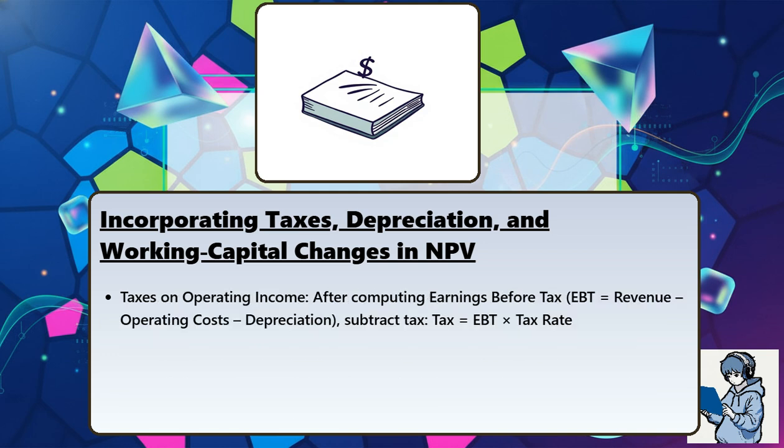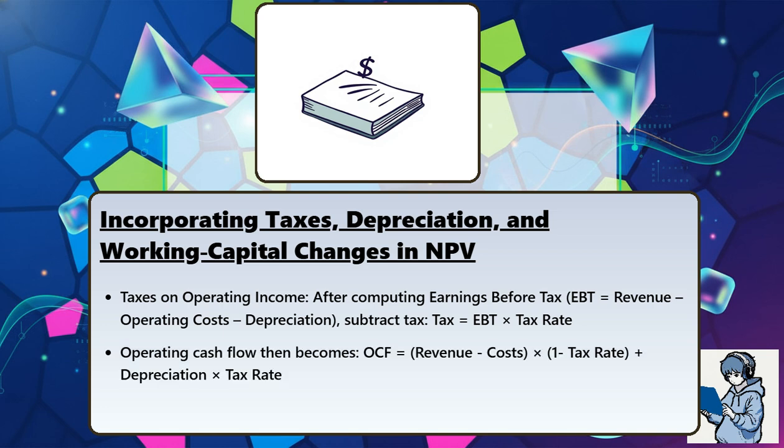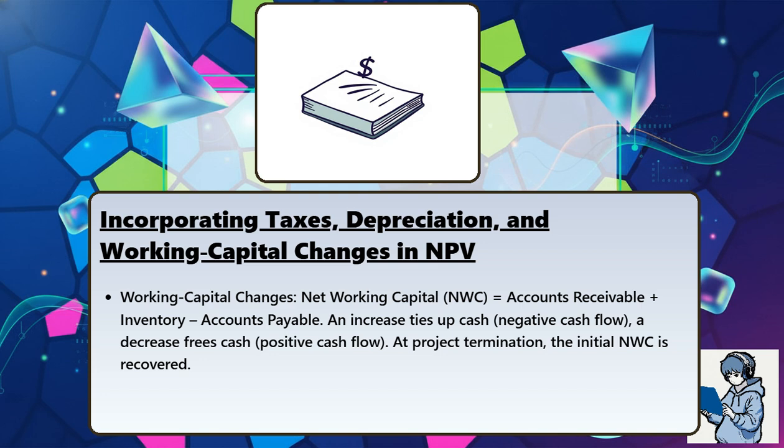Taxes on operating income. After computing earnings before tax equals revenue minus operating costs minus depreciation, subtract tax. Tax equals earnings before tax times tax rate. Operating cash flow then becomes: operating cash flow equals revenue minus costs times 1 minus tax rate, plus depreciation times tax rate.